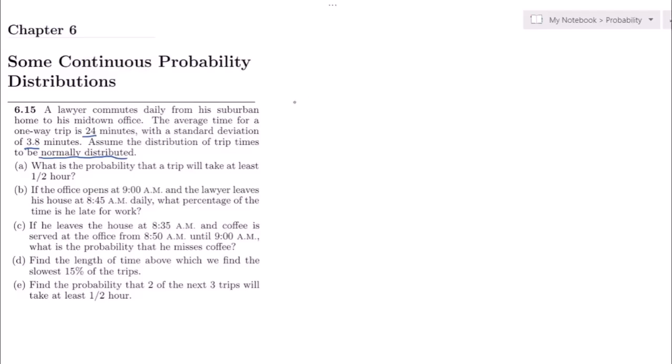Okay, this is information we are given, meaning the mean is 24 minutes and the standard deviation is 3.8 minutes. So this is also mu and this is sigma. Okay, and it is also given that the distribution of trip time is normally distributed. So on the basis of it, we have to find the answers of parts A, B, C, D and E.